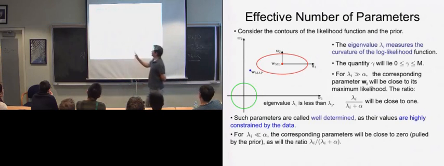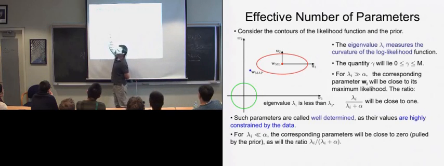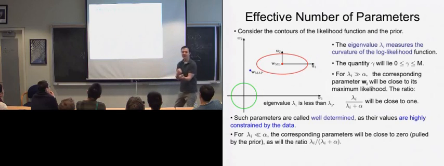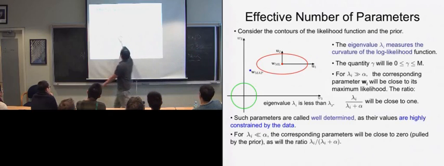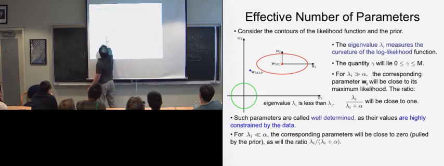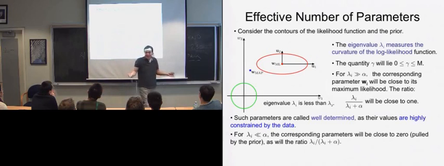So this direction is very constrained. This direction is less constrained. So along this direction, the prior is going to be pulling it towards 0, which makes sense. Right? If your likelihood curvature would look like this, then it would say, well, actually 0 is also probable under this model, so you pull it towards 0.